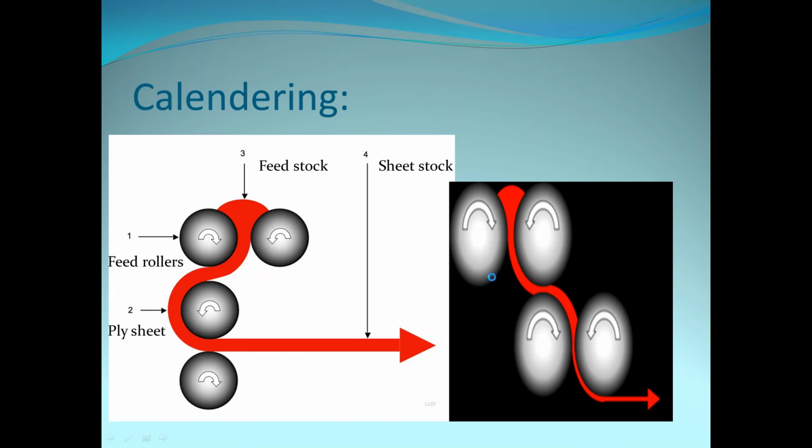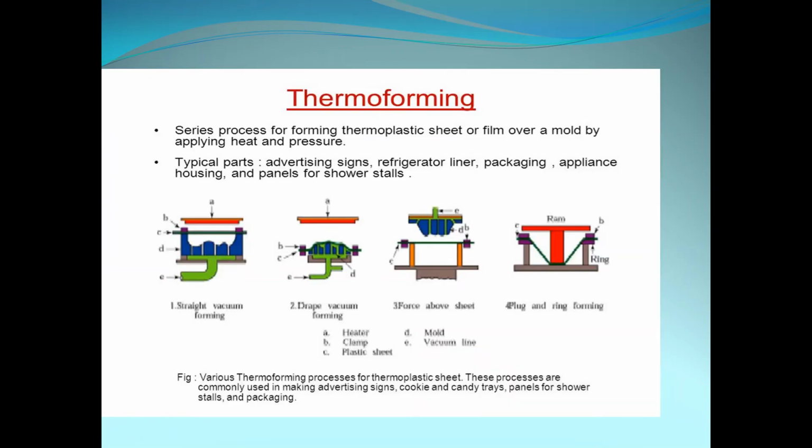Next we have thermoforming. Thermoforming is the same, but here only one thing is different: there are some different types, vacuum and by heaters, etc. But normally thermoforming means applying pressure by using the heaters. That means it is a process for forming a thermoplastic sheet or film over a mold by applying heat and pressure. By using this heat and pressure, we can get the output, the same shape as the die.